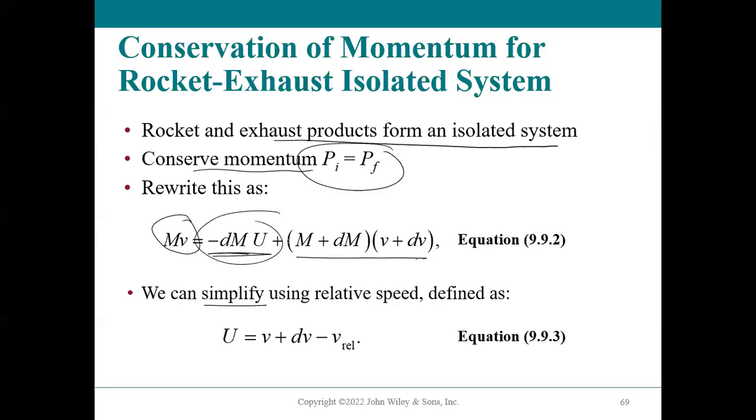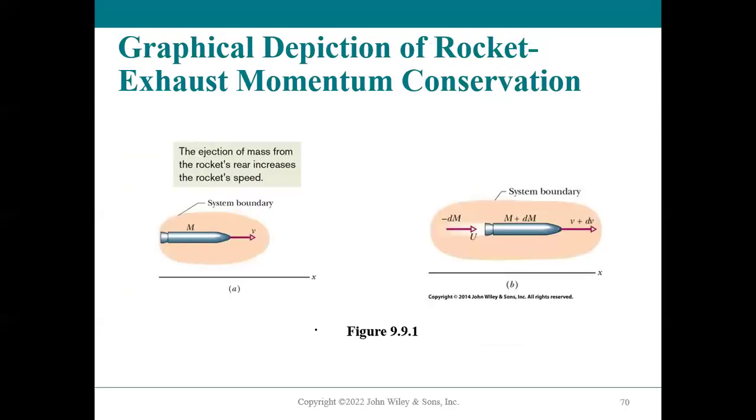We can simplify using the relative speed, defined as u equal to v plus dv minus v relative. Here is a graphical depiction of rocket exhaust momentum conservation. The ejection of mass from the rocket's rear increases the rocket speed. And then this one is minus dm, and the system boundary is this one.